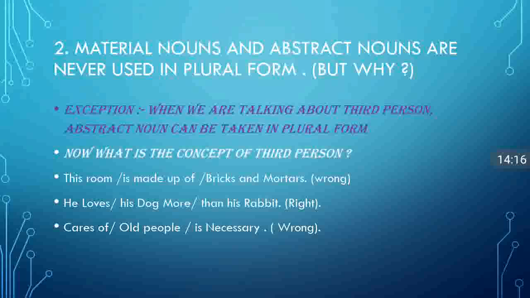When you cannot count these, how on earth can you make them singular or plural? Singular and plural depend on one or more than one. That's simple logic. If you cannot count anything, how are you going to make it singular or plural? That's the point. There is an exception. When we are talking about the third person, an abstract noun can be taken in the plural form. Talking about the third person means I am talking to you regarding someone else.